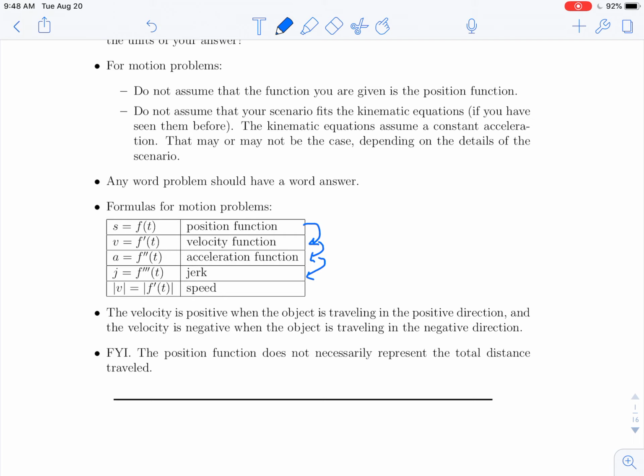And I have to say, I've never actually used that for anything practical ever. The jerk function, that is.